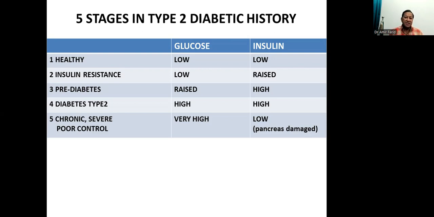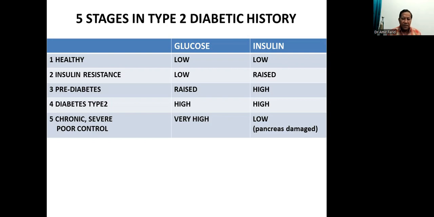Then if nothing is done, then this person progresses to the next stage, which is pre-diabetes, whereby in spite of even higher level of insulin, the glucose level starts to rise, right? So because the signal received is not enough, so the cells cannot take in the sugar, then the sugar level is raised, but it's only slightly raised, not high enough to be classified as diabetes, so it is classified as pre-diabetes.